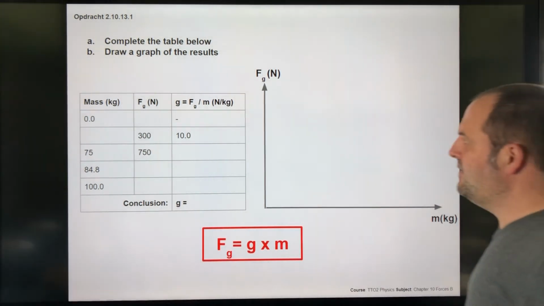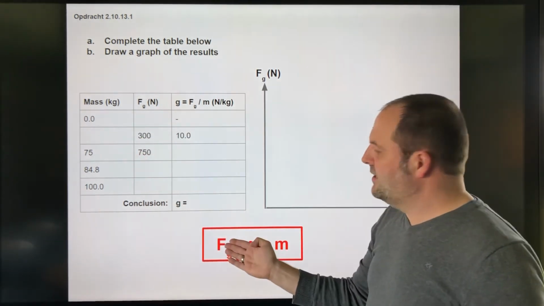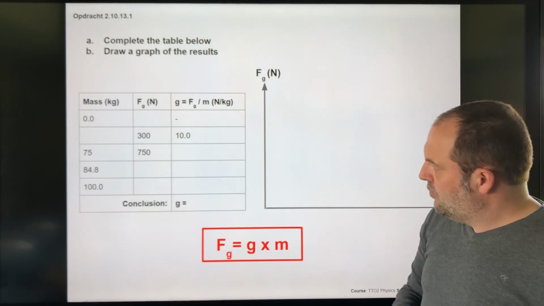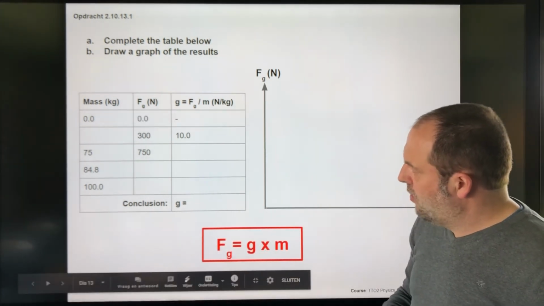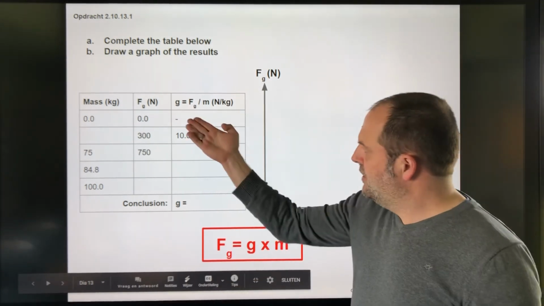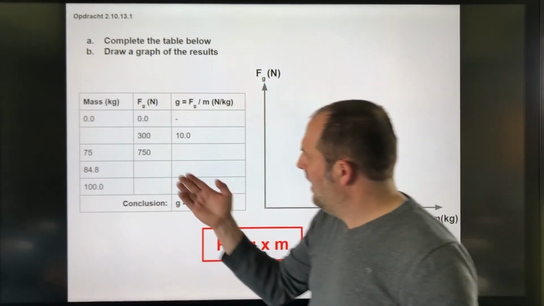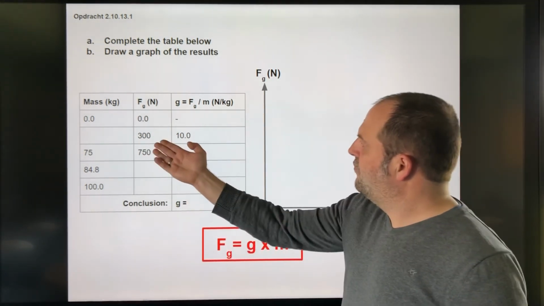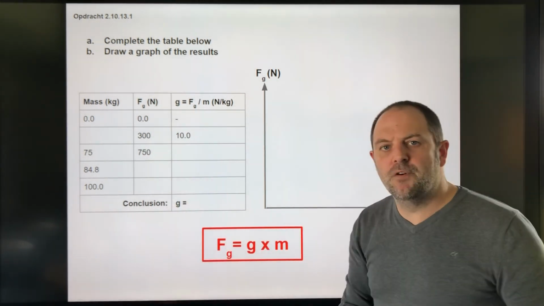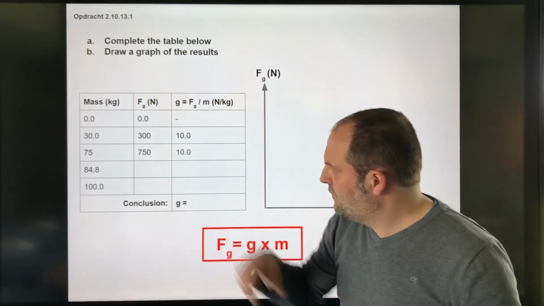Okay, so let's complete the table. There's a formula given. The mass is 0. Well, what is the weight in that case? Well, the weight in that case is of course also 0, and 0 divided by 0 won't give you any outcome, so you need to write it down like this. Well, in the next question, the weight is given 300 and the gravitational field strength is given 10, so you just fill it in and you will get a mass of 30.